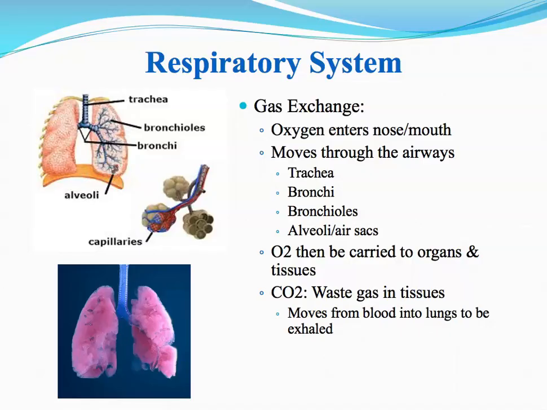From there, oxygen can be carried to organs and tissues, but we also have some waste products that will be exhaled through the lungs, which is CO2, or carbon dioxide. So basically, this waste product is going to move from the blood to the lungs so that we can breathe it out. Now, if you have someone who has a respiratory condition, such as COPD, it can restrict the ability of the body to get rid of that waste product.